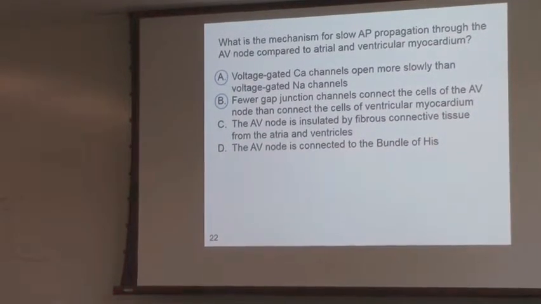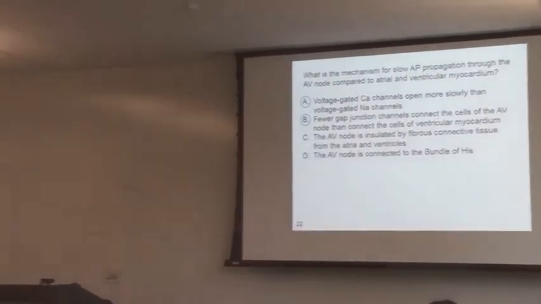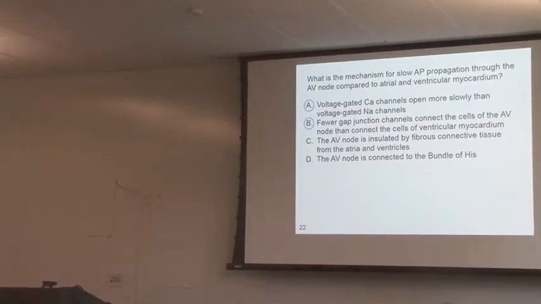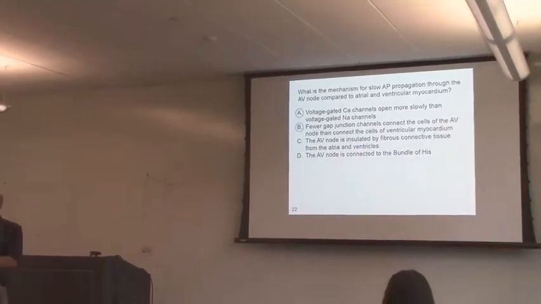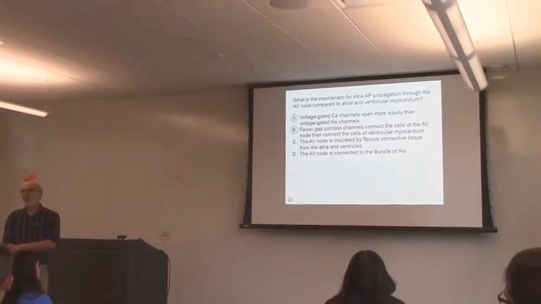Okay, so just so that I understand, both of the nodes, the SA node, the AV node, and the bundle of nodes, those are not neuronal. They're not neuronal, they're muscle. Their job is not to contract the way most muscle is, but they are muscle cells, they are not nerve cells.